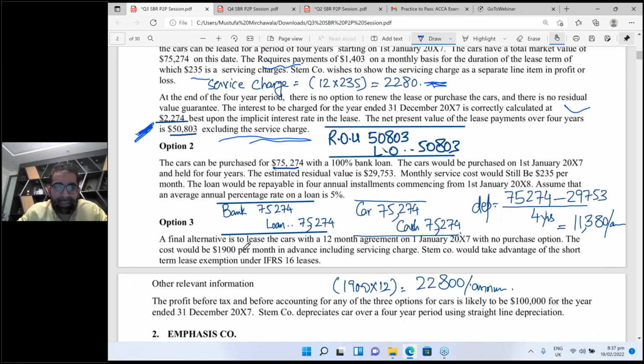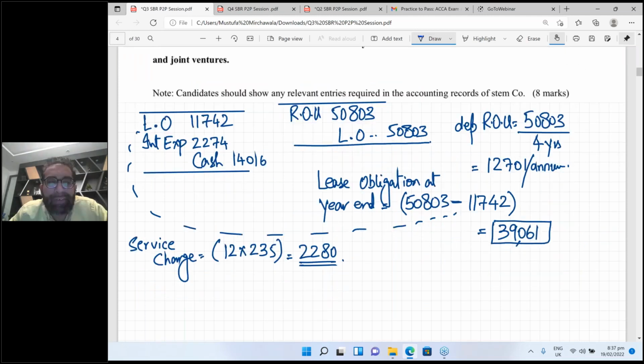See this. Just for you guys, I have made these entries. Look here: ROU debit and lease obligation credit. This is the first initial entry on day one.